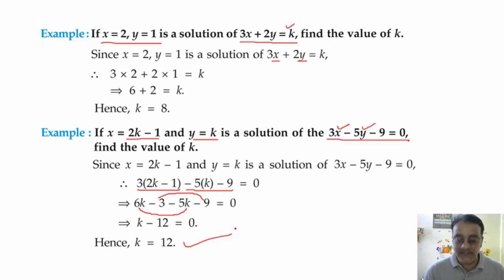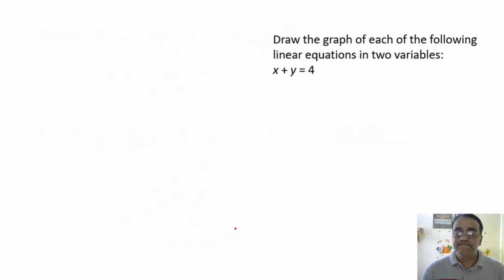So look at the direct question. So this is the direct question. Draw the graph of each of the following linear equations in 2 variables. We will see 2 bits. This is the first bit. x plus y is equal to 4. So what will we write? y is equal to 4 minus x.